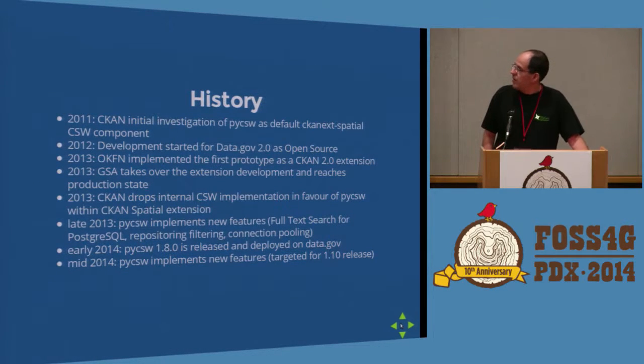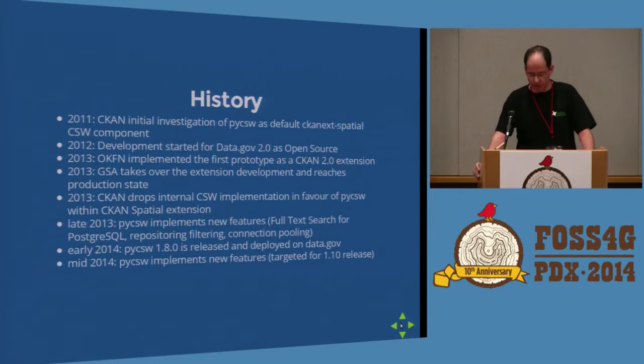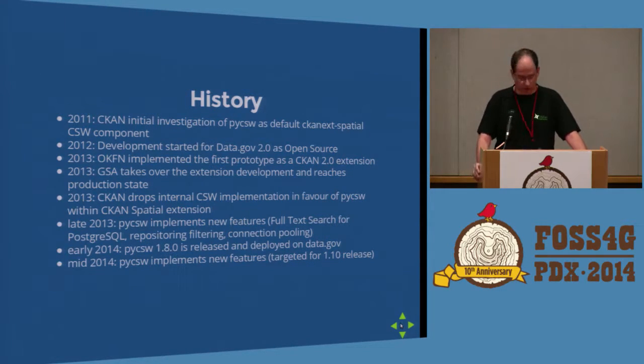So this is an overview of the history of the project. Initially, there were discussions about integrating CKAN with pycsw, basically because both projects are Python-based. And since pycsw can be used as a library, there were initial discussions in 2011 about doing such an integration. Then in 2012, actually, OKFN and Data.gov team partnered up to build this version of Data.gov.